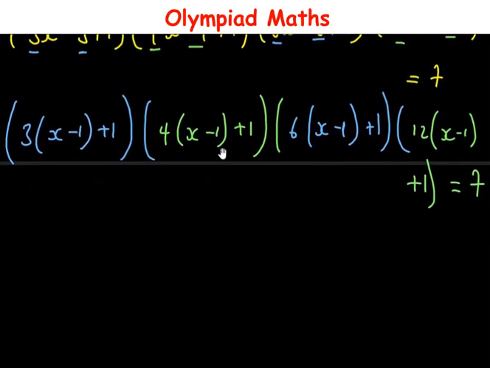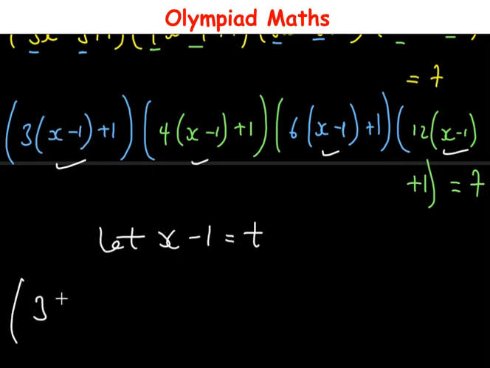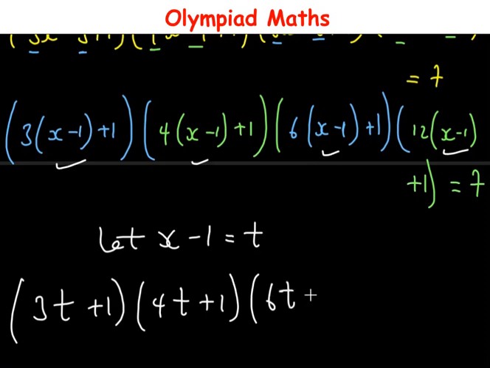At this junction, the next thing we are going to do is to say, let x minus 1 equal t. So we have x minus 1 here, here, and here, and we let it equal t. This equation becomes 3 multiplied by (t plus 1), then 4 multiplied by (t plus 1), then 6 multiplied by (t plus 1), then 12 multiplied by (t plus 1), all equal to 7.